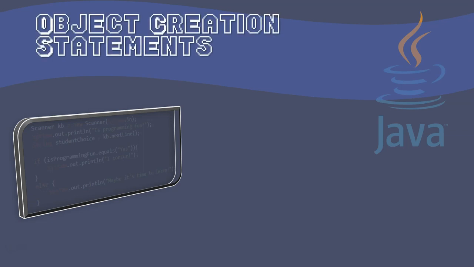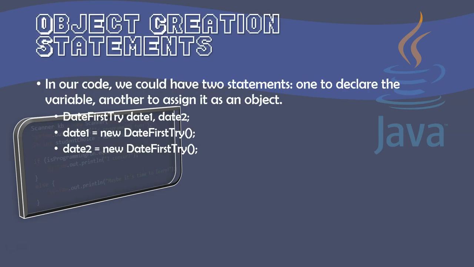So this is going to lead us to our object creation statements. In our code, we could have two statements: one to declare the variable and another to assign an object. So for example, we have DateFirstTry date1, comma, date2; date1 equals new DateFirstTry; date2 equals new DateFirstTry. And this is something we approached when we introduced the idea of variables. We could say int num1, comma, num2, and then num1 equals 1, num2 equals 2. And that's perfectly fine. However, we can make our code cleaner. We can clean that up.